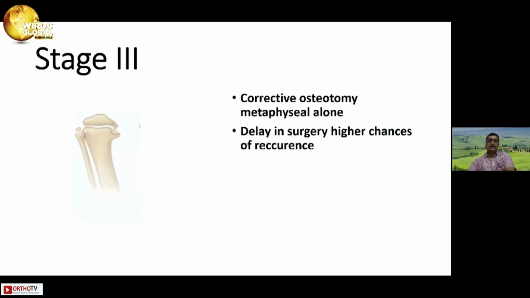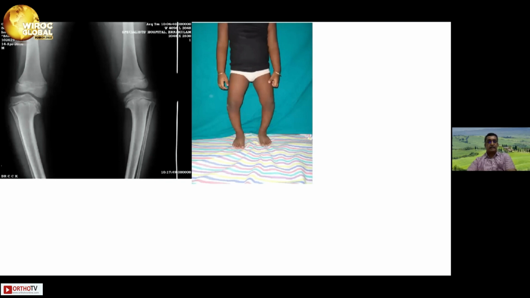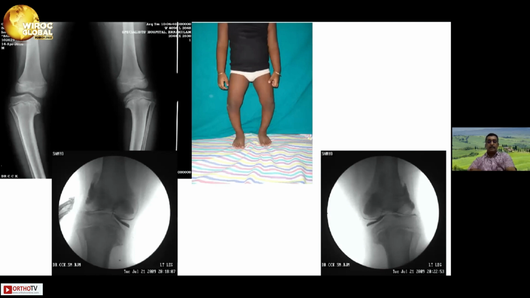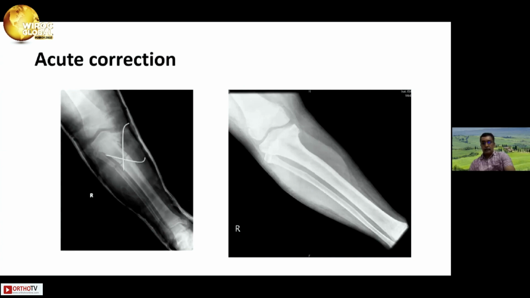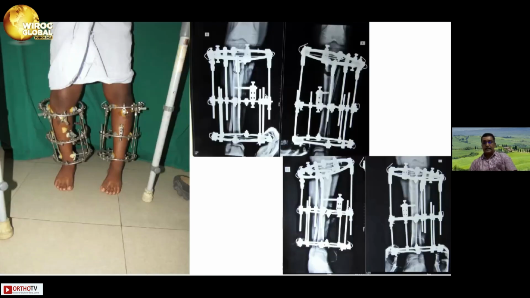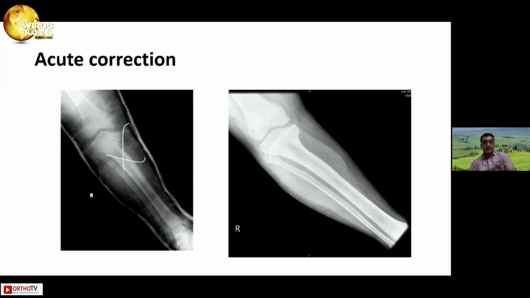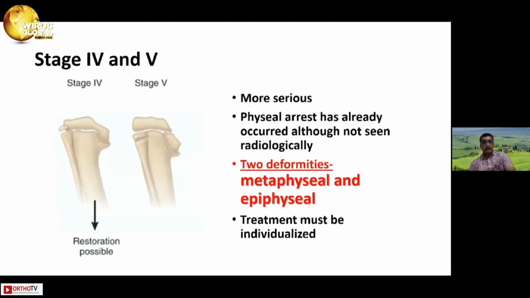Stage 3. Corrective osteotomy, most of the time metaphyseal alone, and with delay in surgery, there is a higher chance of recurrence. This is a child with stage 3. We did an arthrogram just to make sure that there is no articular depression, although it looked that way on X-ray. Bilateral Ilizarov frame fixation, and that is the correction that we achieved. Can also do acute correction with K-wires also, osteotomy and K-wires.